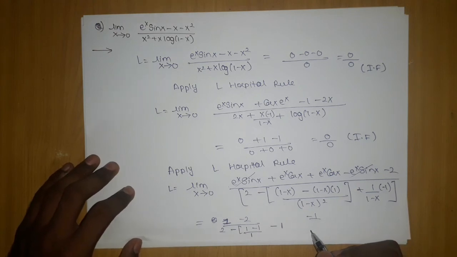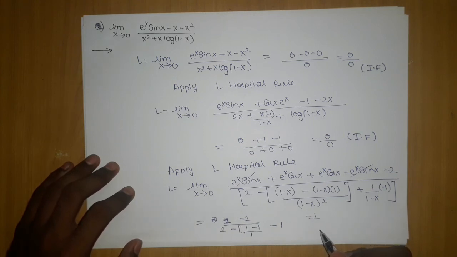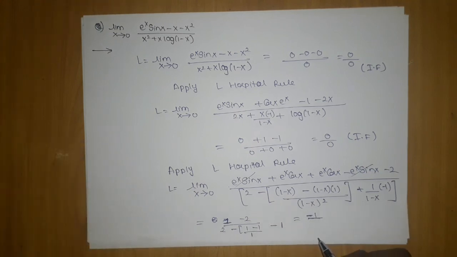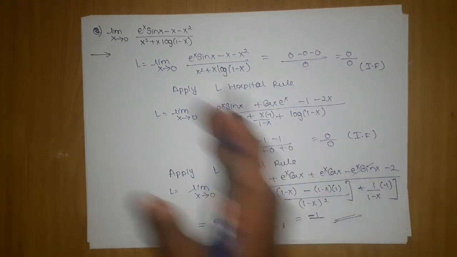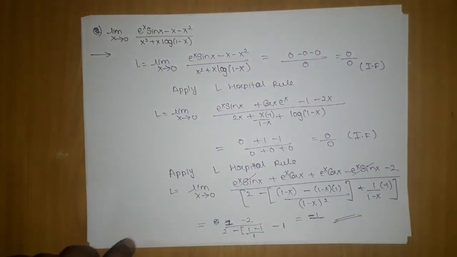We are getting something like minus 1, which is a constant value, so we don't need to solve it further and we will stop here. So this is our answer. You have to write this and say it is equal to minus 1. So we are done with one part of limits, which is the 0 by 0 form using L'Hospital's rule.